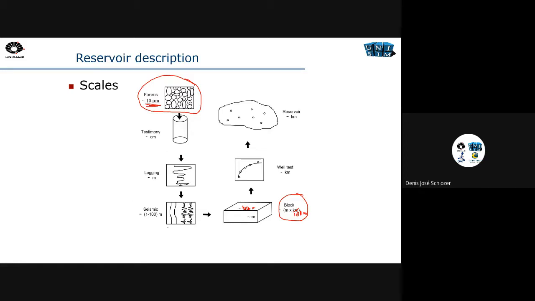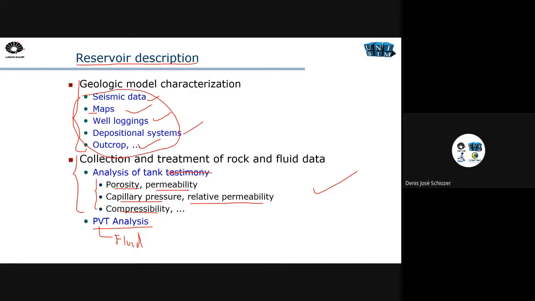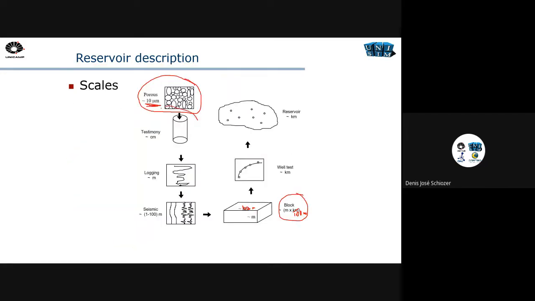And as we go along in this process of collecting data, we have data at the scale of centimeters, for example, the samples that we have from the reservoir. We have logging with information about meters. We have seismic with information about 1 to 10 to 50 meters, for example. The blocks have meters in the vertical direction and 100 meters in the horizontal directions. We have some dynamic data, for example, well tests that represent up to kilometers.